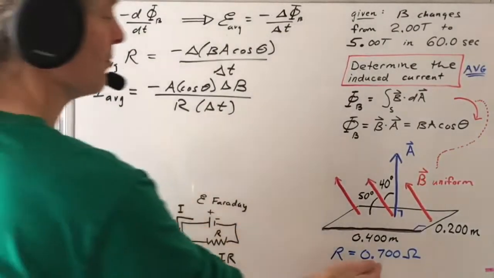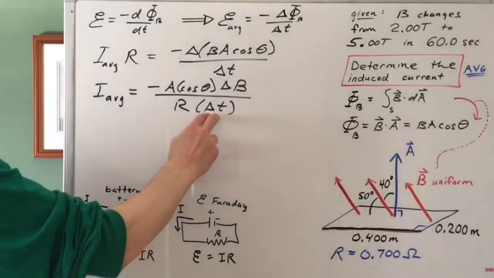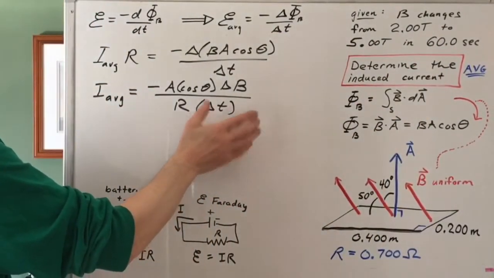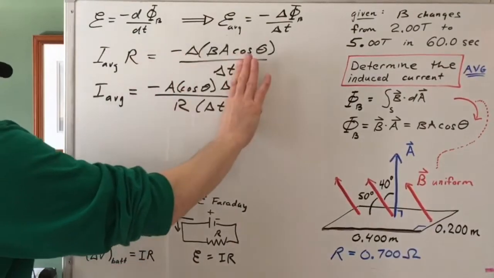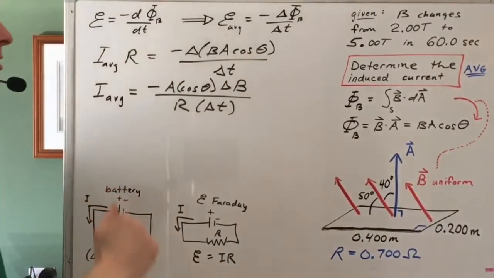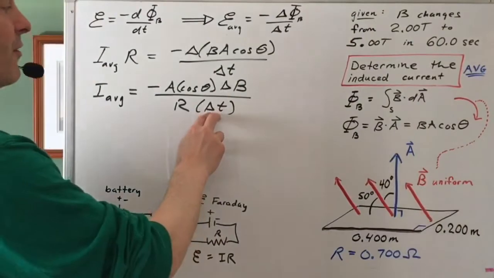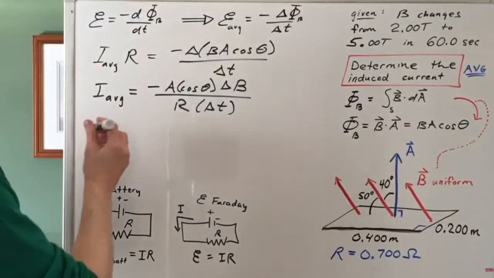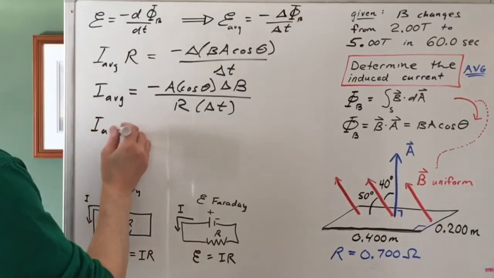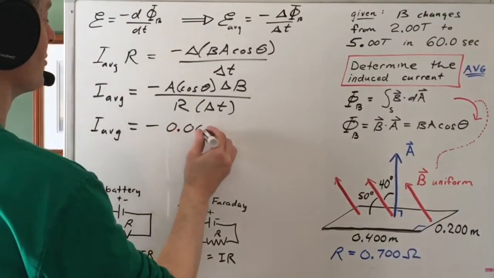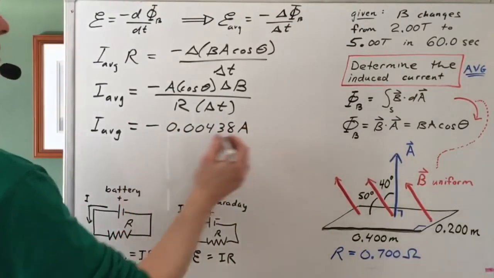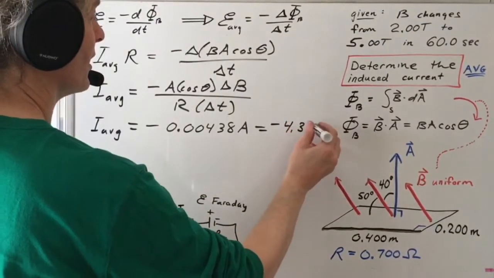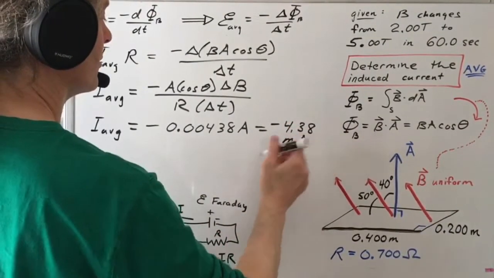The resistance of the loop was 0.700 ohms. The time was 60 seconds. You might be tempted to put 1 minute in there, but then you'll mess the units up. If all of these are in SI units, then the current will come out in amperes. So for this time interval, I need 60 seconds. If you plug all that in, you will get this value. Or if you want to change that to milliamps, minus 4.38 milliamps.